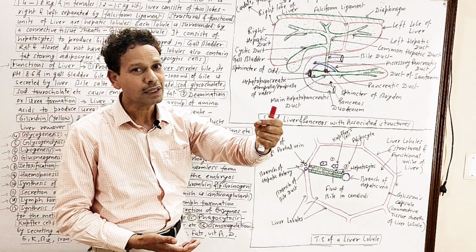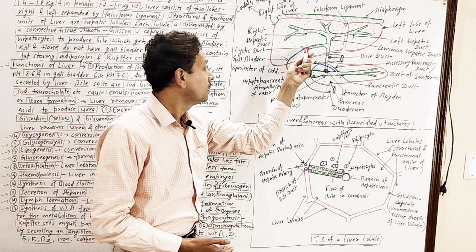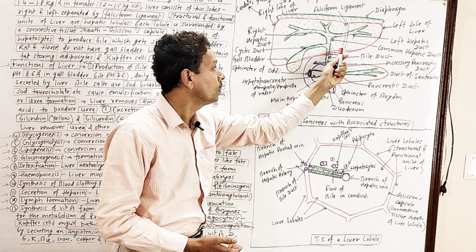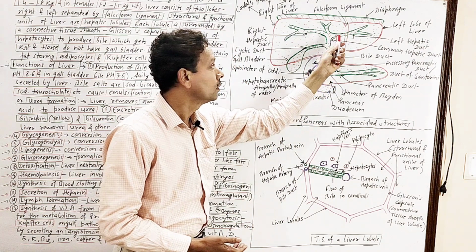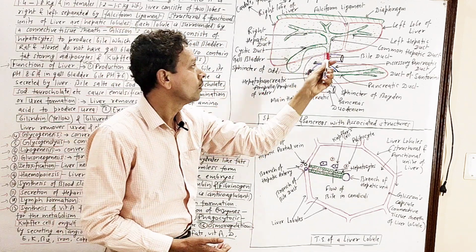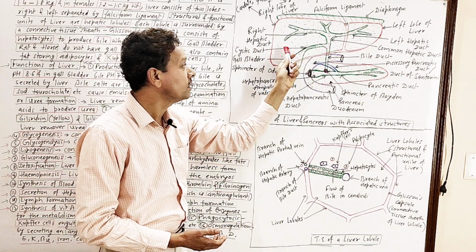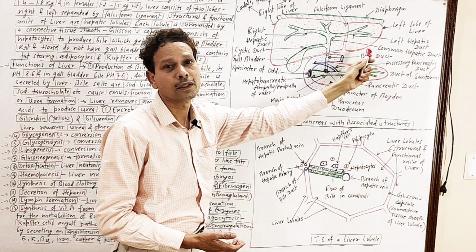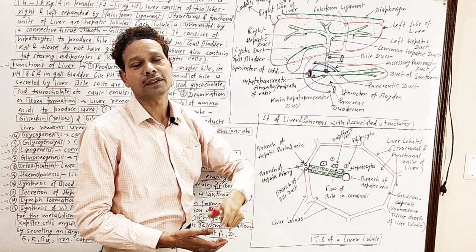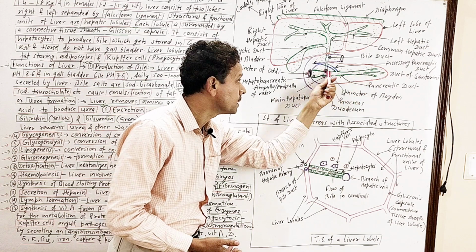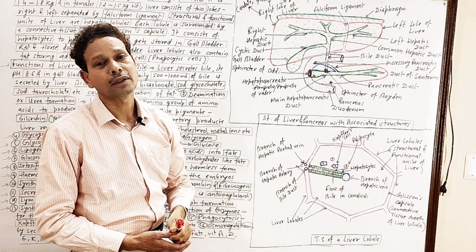From this gallbladder, the cystic duct carries the bile juice, and this cystic duct unites with the right and left hepatic ducts, which produce the common hepatic duct. It means this cystic duct and this common hepatic duct both unite to produce a bile duct, and this bile duct opens in this pancreatic duct.